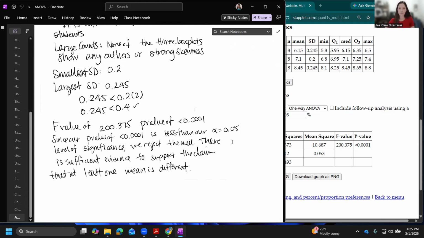So now again, for the scope of the intro class that I teach, we don't get into the actual calculation of the F-statistic. It's more about the interpretation and understanding that you're comparing different means, more than 2 of them.